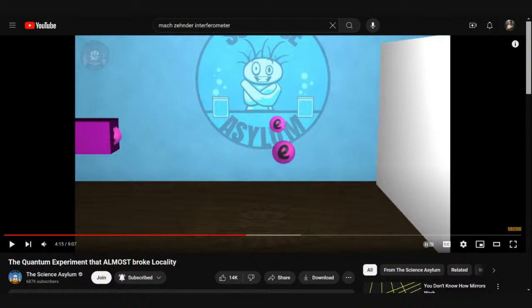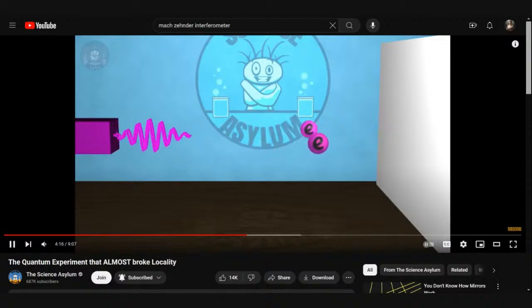What do you mean separate two of those electrons? How do you create two electrons? I don't understand. Is it one that becomes two? I see that he's firing two at a time.